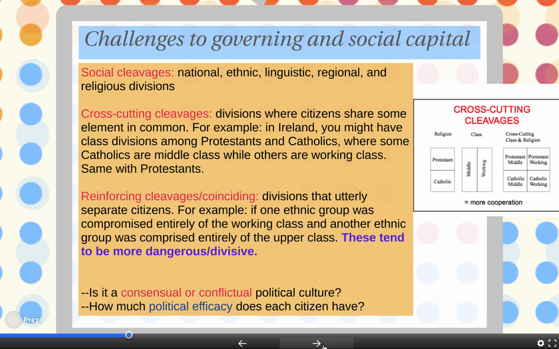There are elements where people join together and have commonality, and there's points of division. Now, a dangerous trend that tends to challenge governing is what we call a reinforcing cleavage or a coinciding cleavage. These are divisions that utterly separate citizens.